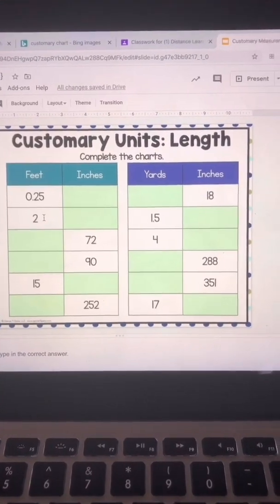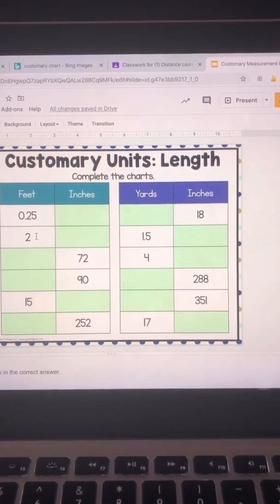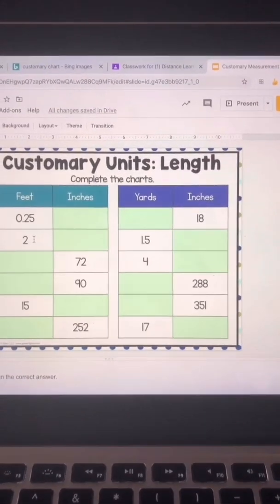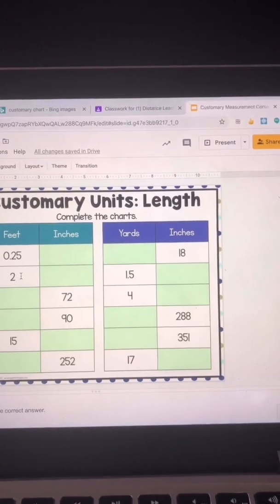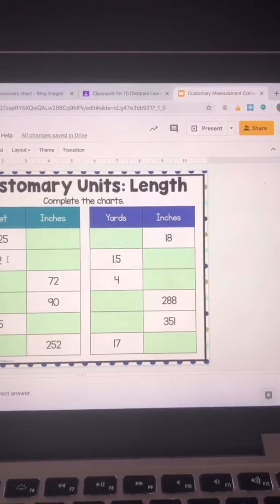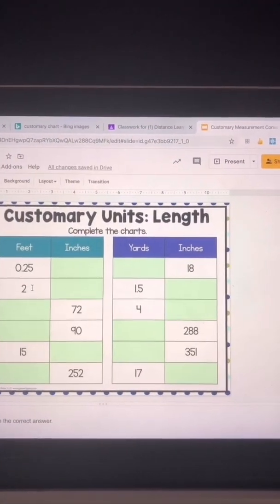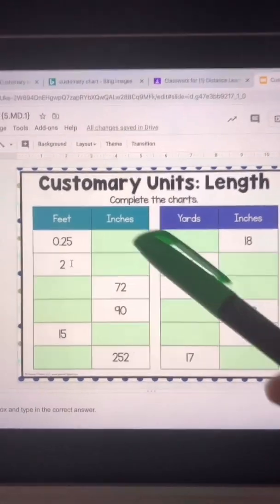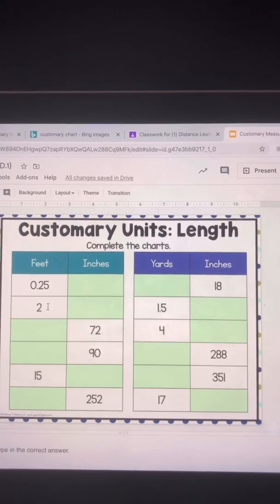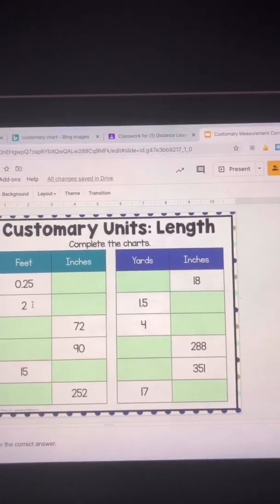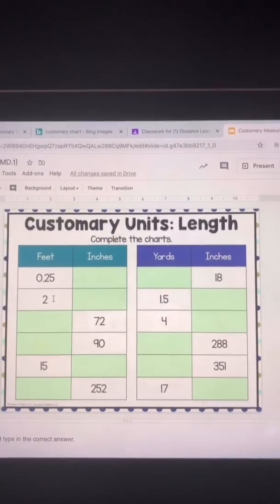Okay, so I'm going to do one more with you. I've moved on to Google Slides, slide 6. This one I'm completing the chart. So I have 0.25 feet, so 25 hundredths feet, and I'm going to inches because it is blank there. So that's what I want to figure out is how many inches is 25 hundredths of a foot.